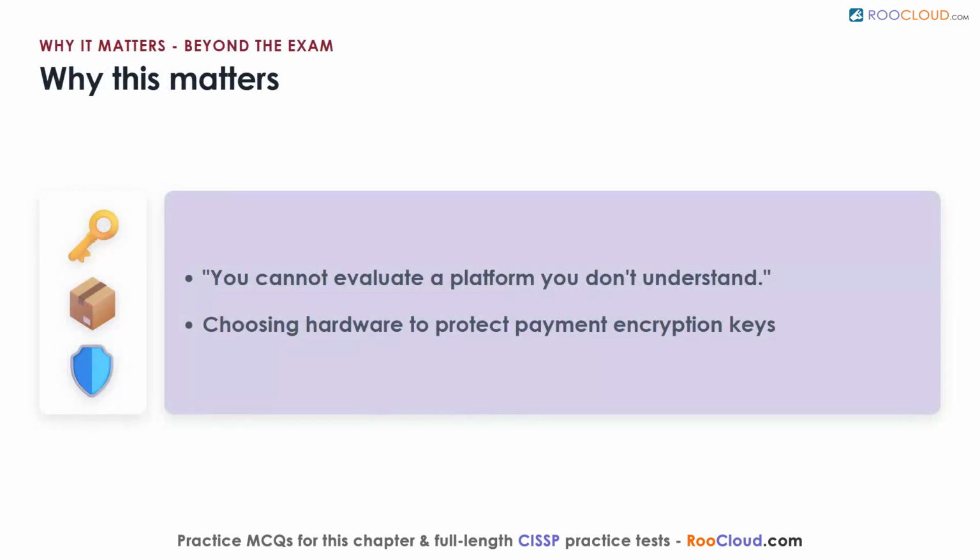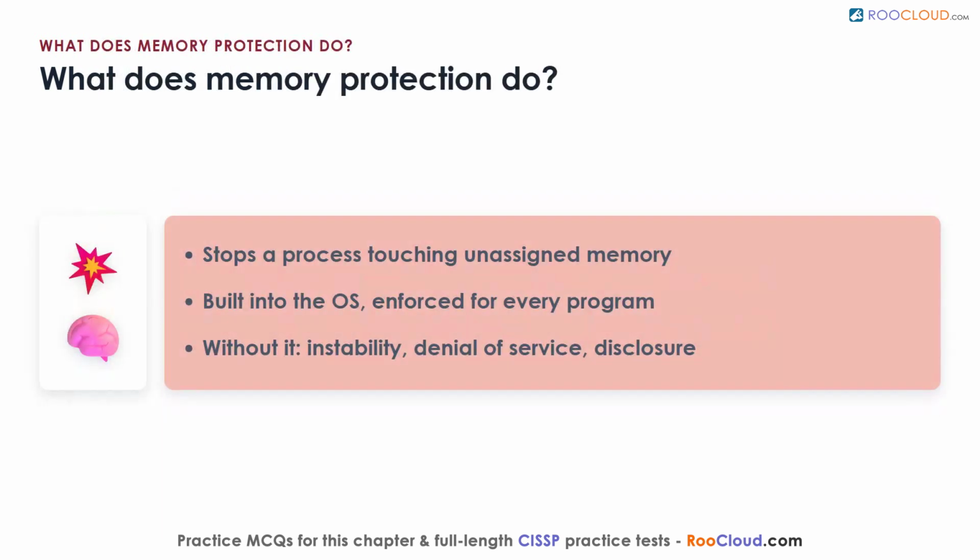Why does this matter beyond the exam? Because you cannot evaluate a platform you do not understand. Imagine you are choosing hardware to protect encryption keys for a payment service. If you cannot tell a chip that guards keys from one that merely stores files, you cannot judge the design. Knowing these capabilities lets you match the right protection to the right risk and lets you spot when a vendor is missing something essential.